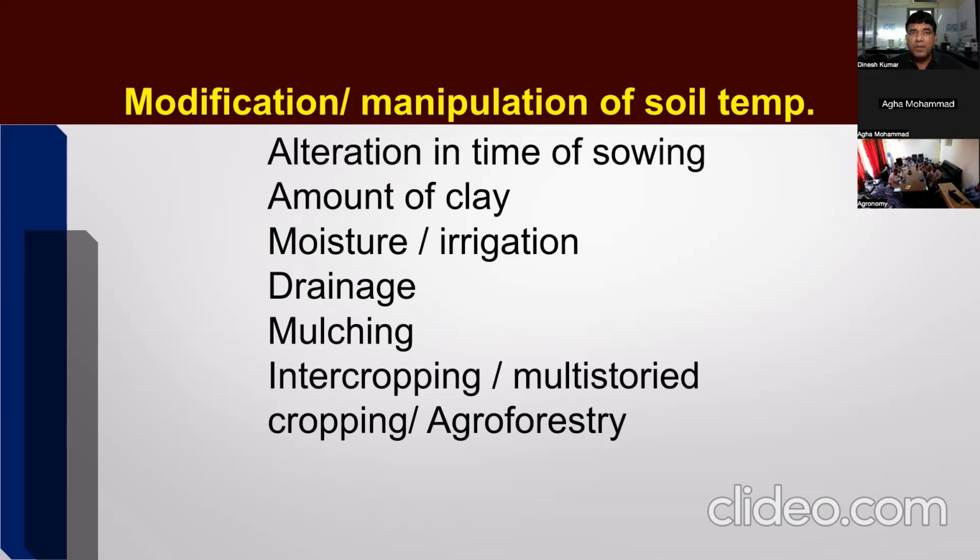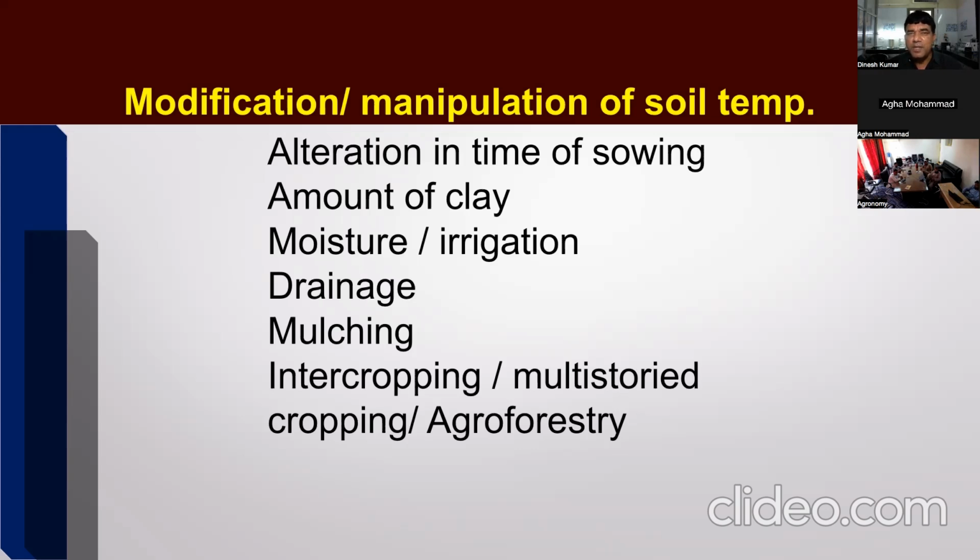Mulching can be useful under both conditions, whether temperatures are low or high. In both cases, mulching moderates the temperature. It can increase the soil temperature if the atmospheric temperature is low, and it can decrease the soil temperature if atmospheric temperature is high.